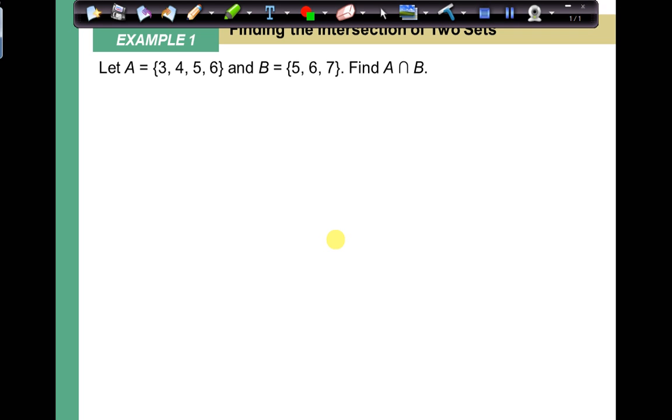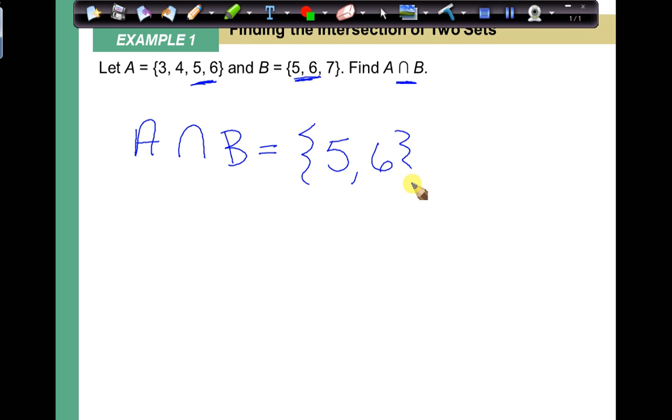Finding the intersection of two sets. We have two sets, A equals {3, 4, 5, 6} and B equals {5, 6, 7}. The intersection, denoted by this symbol right here, is the part that they have in common. So they both have a 5 and a 6. So the intersection, we rewrite it as A intersection B equals the set containing 5 and 6.